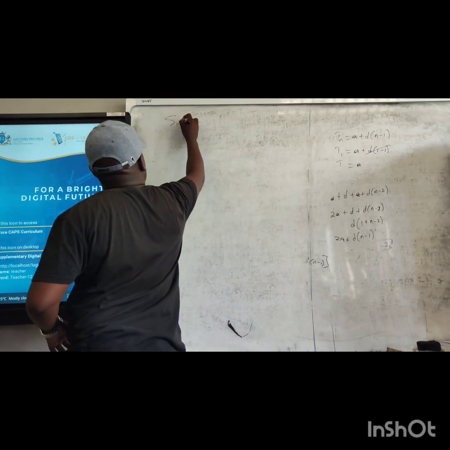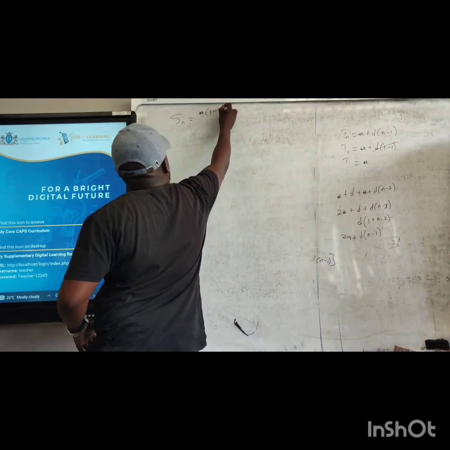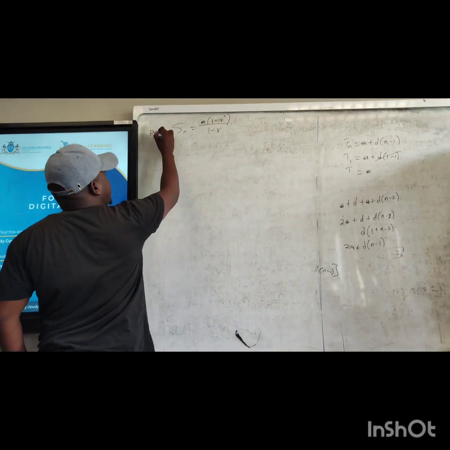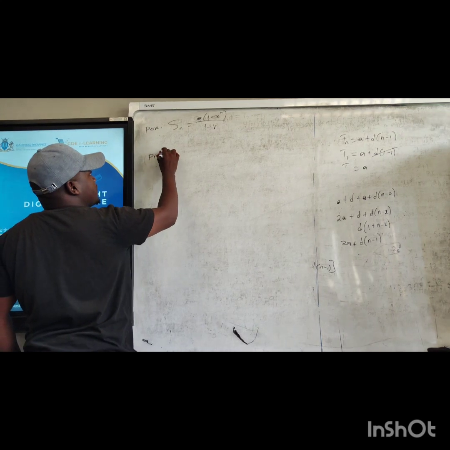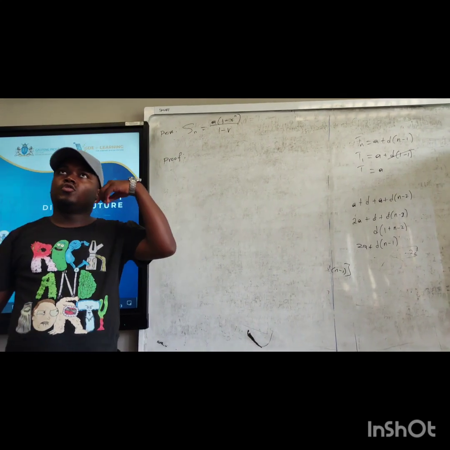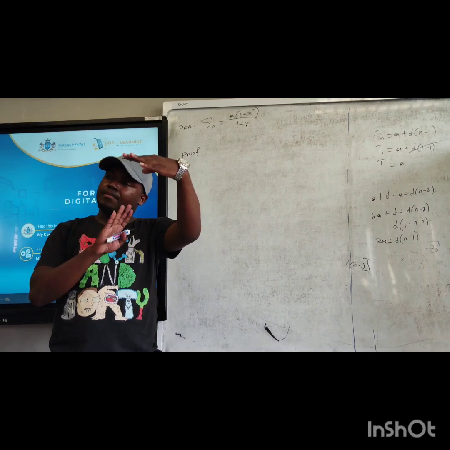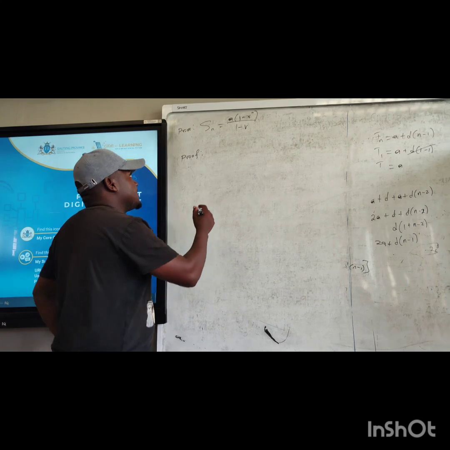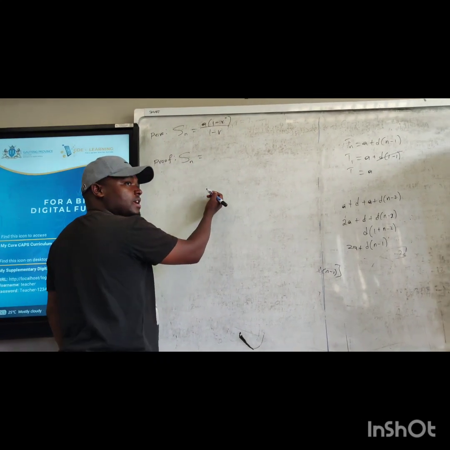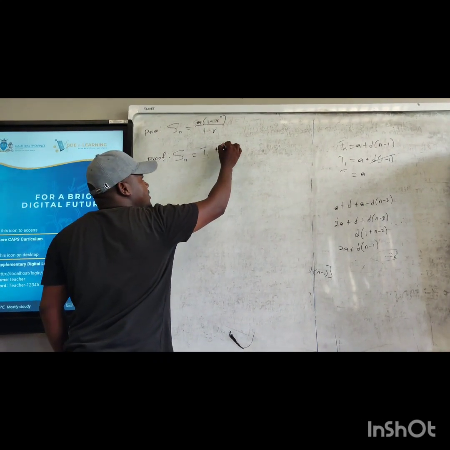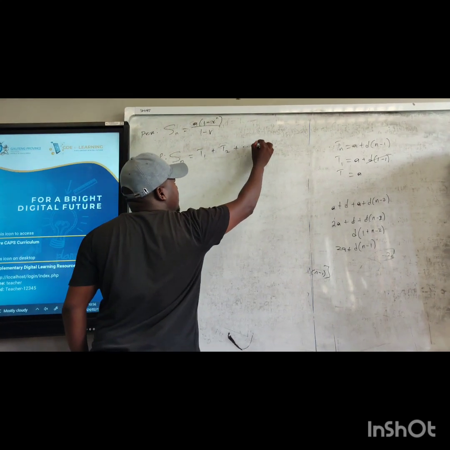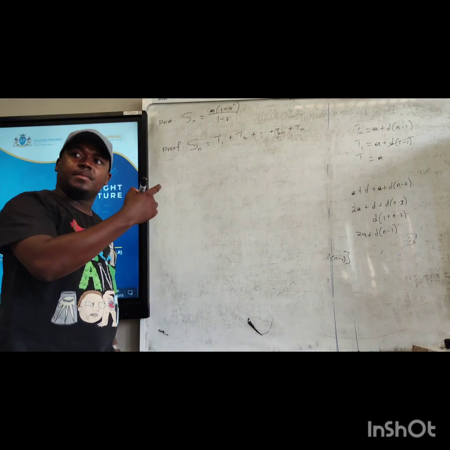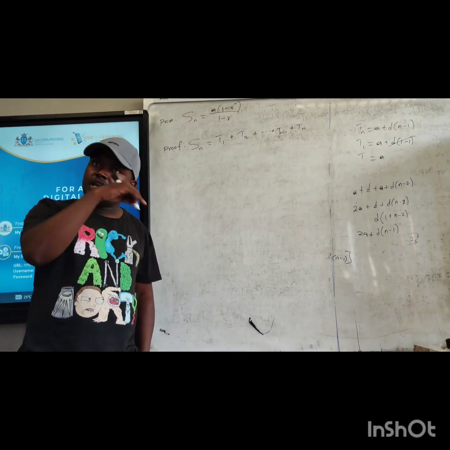Sn equals to A into 1 minus r to the power n over 1 minus r. Okay, so they say prove this. So here is the proof. Remember with arithmetic, you do the terms, you swap them, you add the 2, it comes out. But with this one it is different. Sn, the first Sn, is T1 plus T2 plus and so forth until Tn minus 1 plus Tn. Tn minus 1 is before the last term, and Tn is the last term.